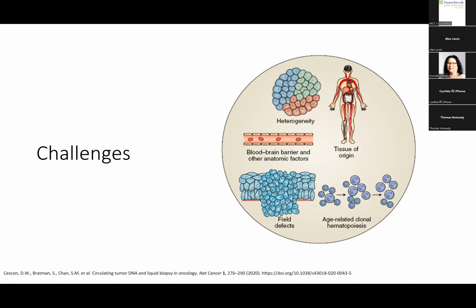Additionally, identifying the appropriate tissue of origin from the analytes that we identify in the blood can be difficult, and there can be differences in terms of the actual detectability based on anatomic factors such as blood-brain barrier, limiting the diffusion of analytes into the systemic circulation. Aside from this, there can be false positives identified with either field defects, which are pre-malignant abnormalities, or age-related clonal hematopoiesis, where we can identify these mutations in a non-malignant hematologic change.